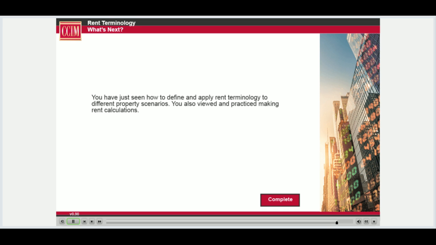You've just seen how to define and apply rent terminology to different property scenarios. You also viewed and practiced making rent calculations. The next segment of this course will describe various operating expenses specified in the lease.